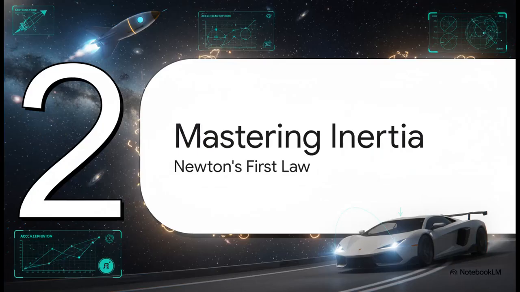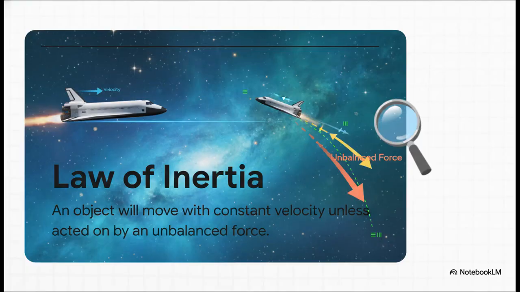Moving on to section 2. First law, mastering inertia. Okay, so the absolute foundation of our digital physics is the law of inertia. It basically states that an object is going to move with a constant velocity unless it's acted on by an unbalanced force. In a digital vacuum with zero gravity or friction, an object set in motion would just move in a perfectly straight line forever.